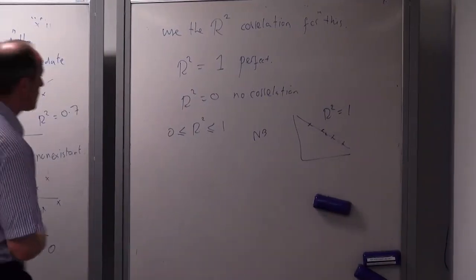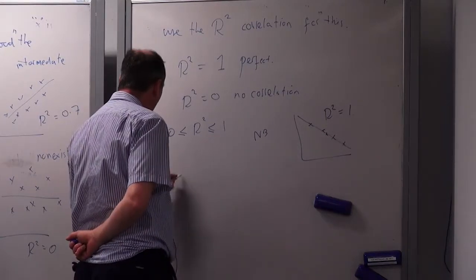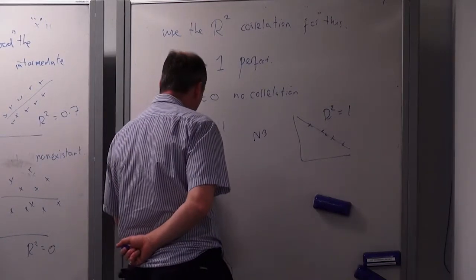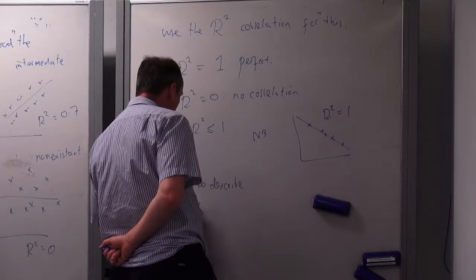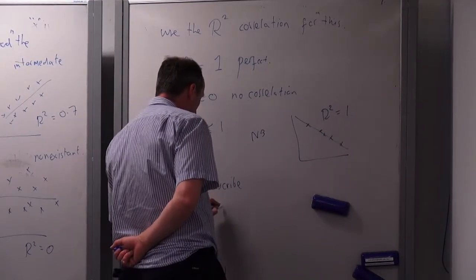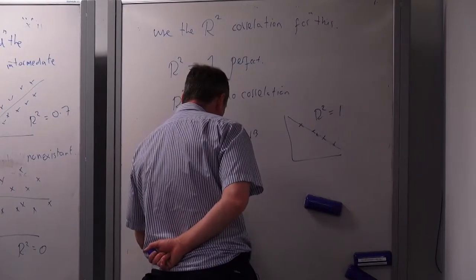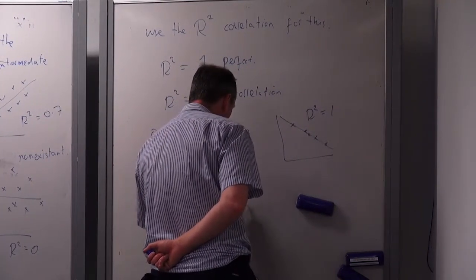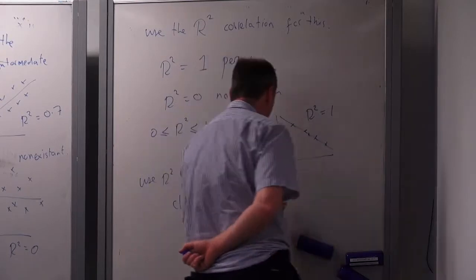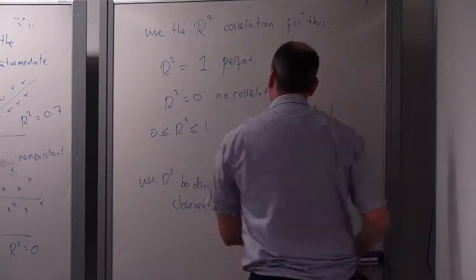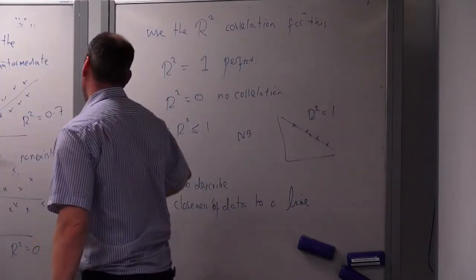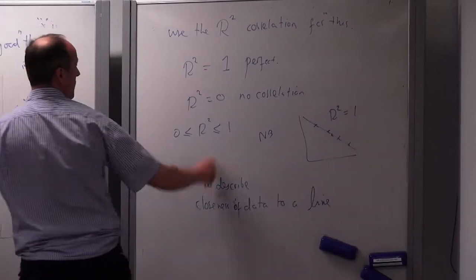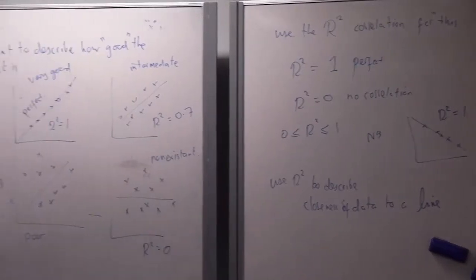So we can use R squared to describe the closeness of the data to a line. Okay. And if it's equal to 1, you've got this system here. If it's equal to 0, you've got no correlation. And if it's intermediate, it's kind of close but no cigar.